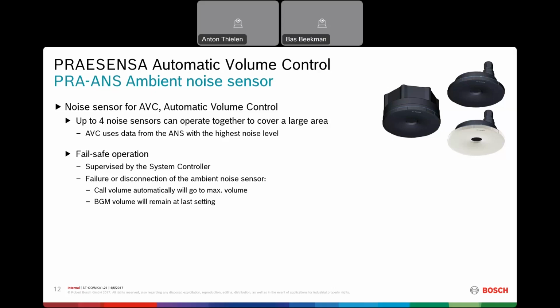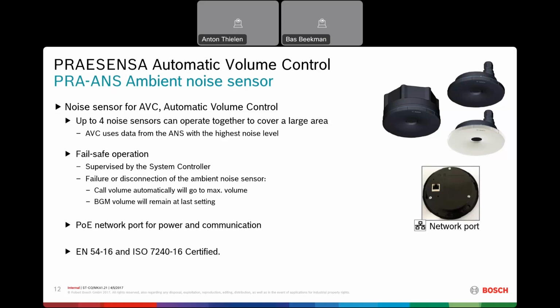So it doesn't mean that everything is completely stopped. The BGM will remain as it was, and call volume will automatically go to the max volume. Same as when the system reaches an evacuation or emergency condition, then this is also ignored. That's the same approach.